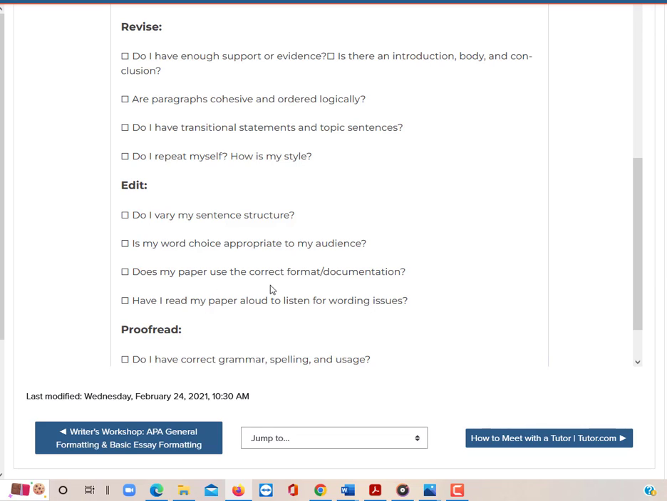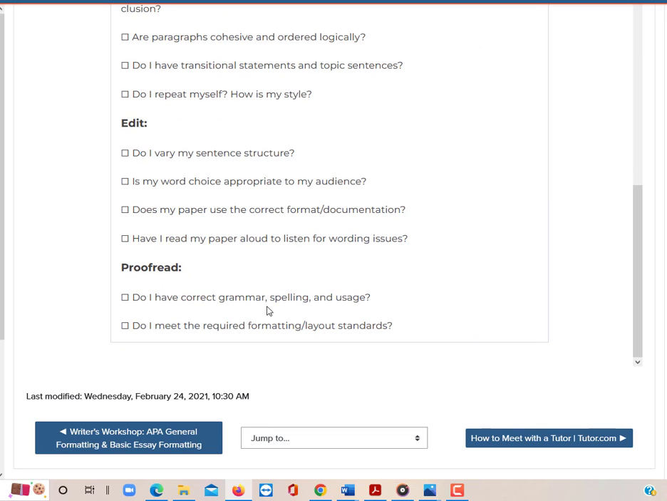Make sure that your paper is double spaced, Times New Roman size 12, and if you're going to use references, make sure you use APA references and that you use credible references. Have I read my paper aloud to listen for wording issues? Do I have correct grammar, spelling, and usage? Do I meet the required formatting and layout standards?